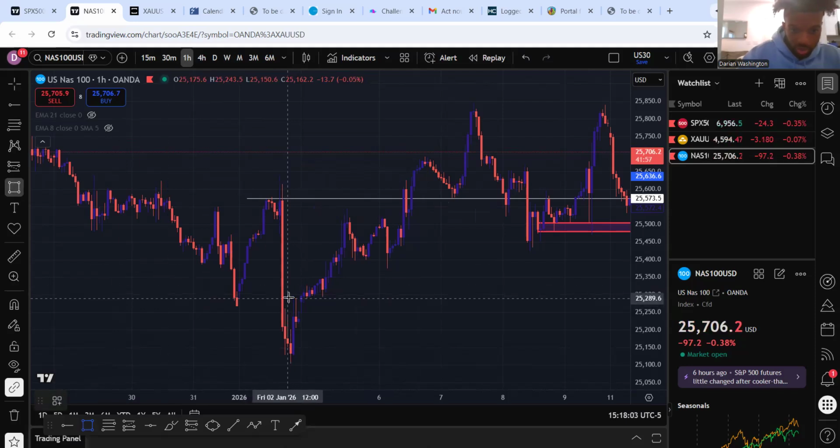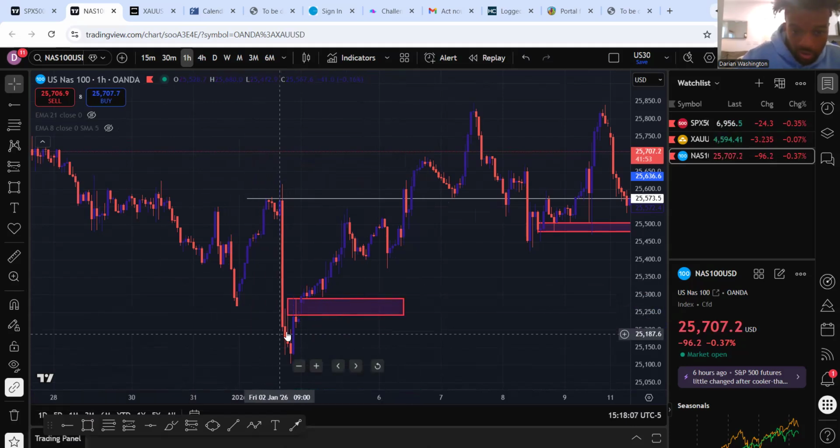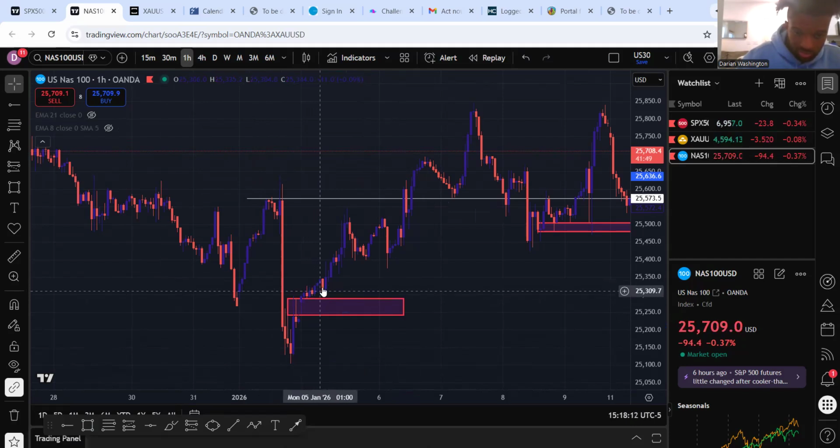failed to make a new lower high, retested or pushed up, came out to retest, made a new high. So now we're bullish on the 4 hour and we're bullish on the daily. The 4 hour is still bearish, but the 1 hour shifted.